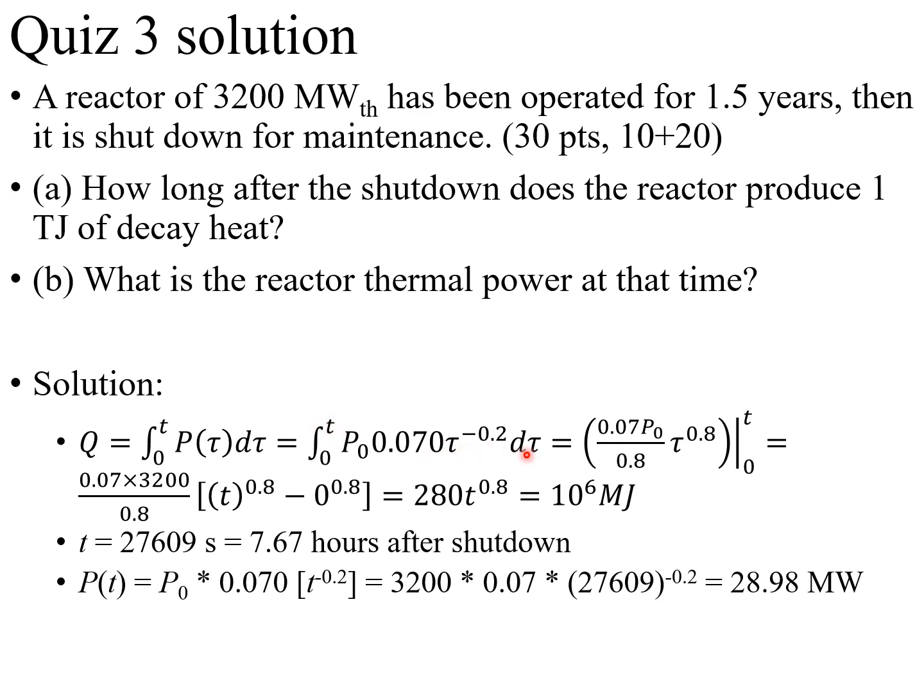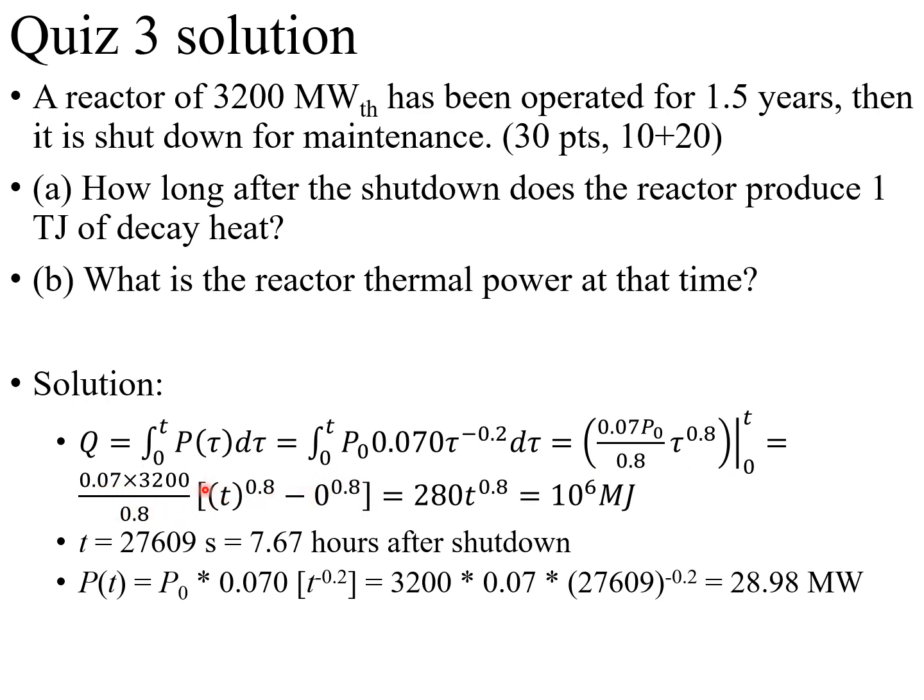Then use your calculus knowledge. Also in the class, we already gave you this solution. Then we evaluate this formula from 0 to t. We replace tau by t, that's the first part, minus the part where we replace tau by 0. You get another part, which is 0 in this case.